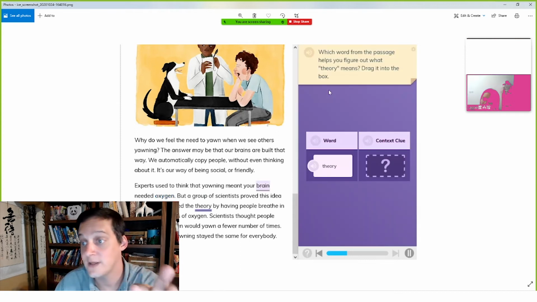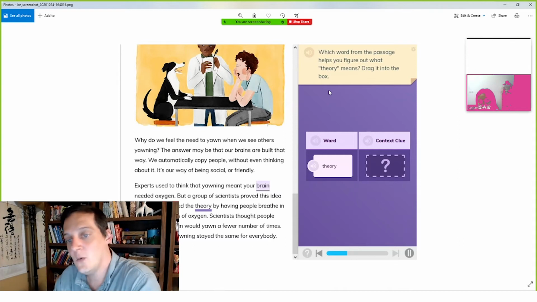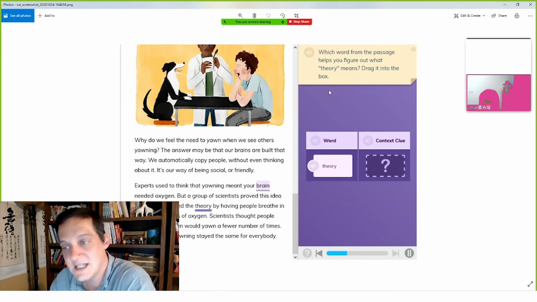Wait. Oh, we'll do theory. We'll come back to rate in a minute. Which word of the passage helps you figure out what theory means? Not brain. There's another word in here that can help, like a synonym of theory.